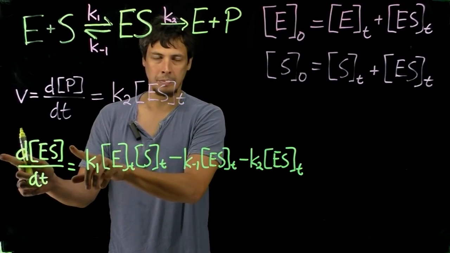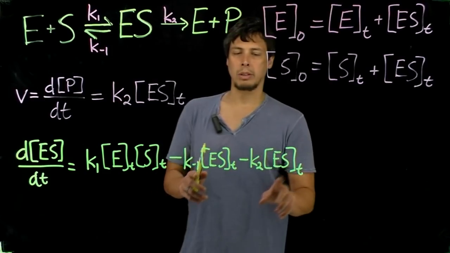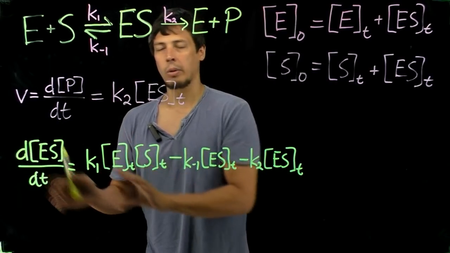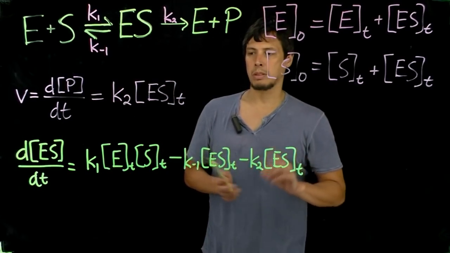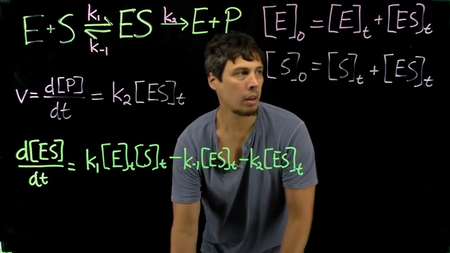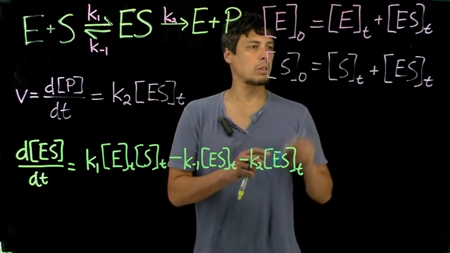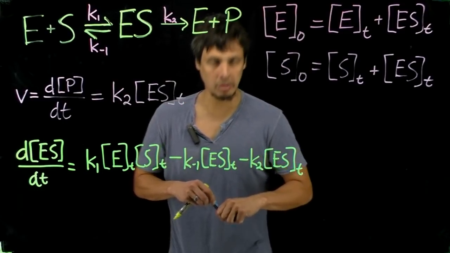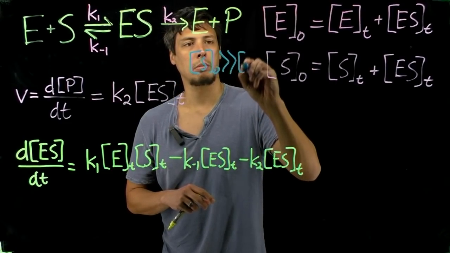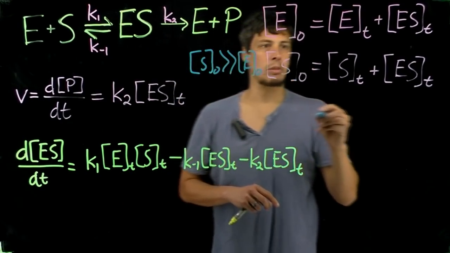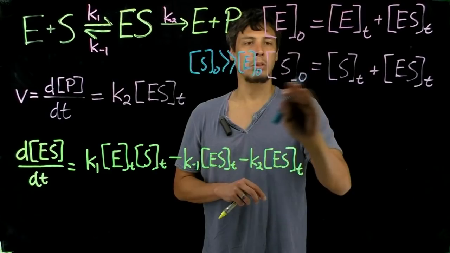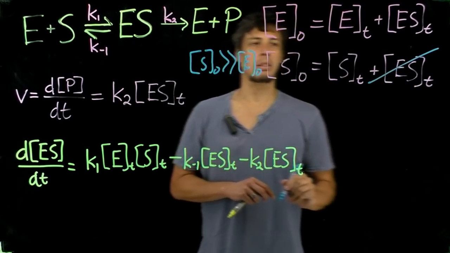So now we have to solve this. This is where the problem comes in, because if we try to solve this the same way we did before, by integration, we're going to have a difficult time. So we make a couple of assumptions to make our life simple. The first one we've already seen before, and that's that we do this in pseudo first order conditions. In our pseudo first order conditions, the initial substrate concentration is much greater than the initial enzyme concentration. That means the change in the substrate concentration versus time is negligible, so these are effectively equal to 0, and that's going to cross out.